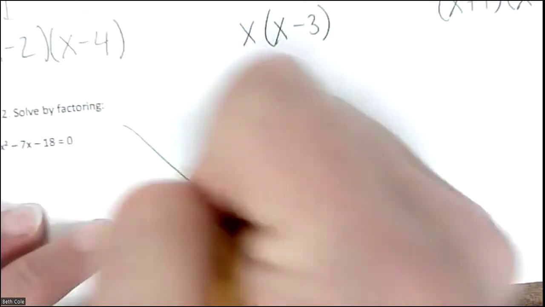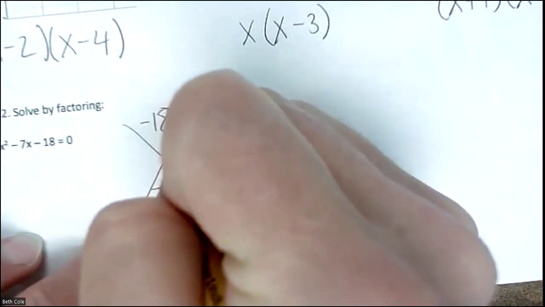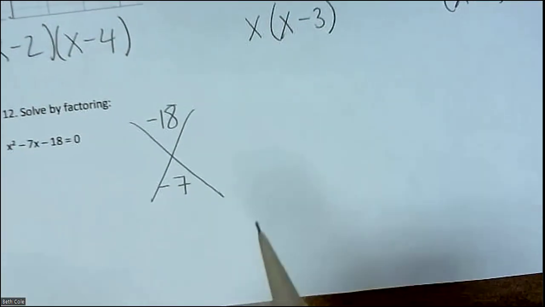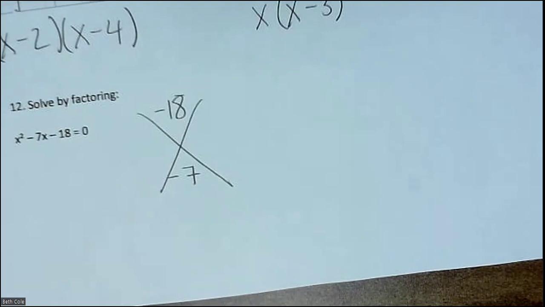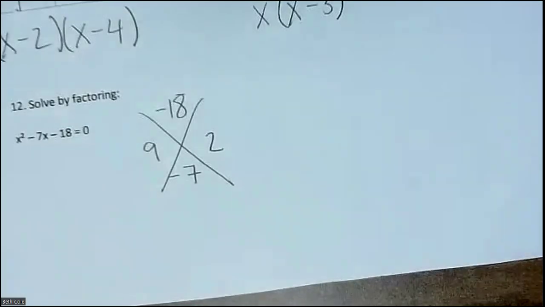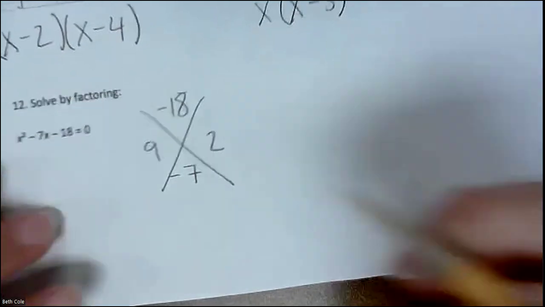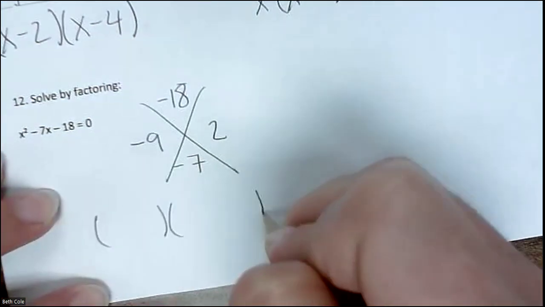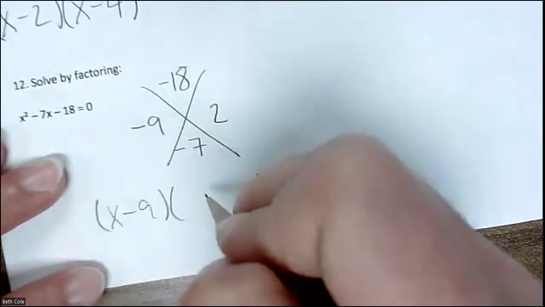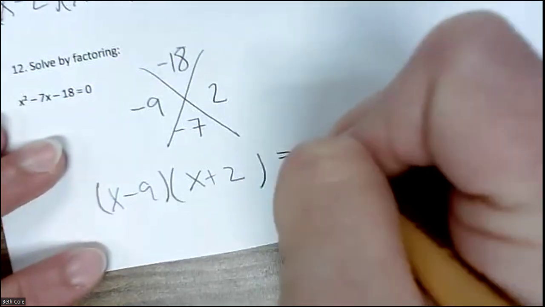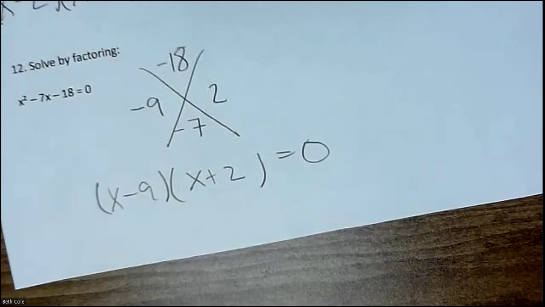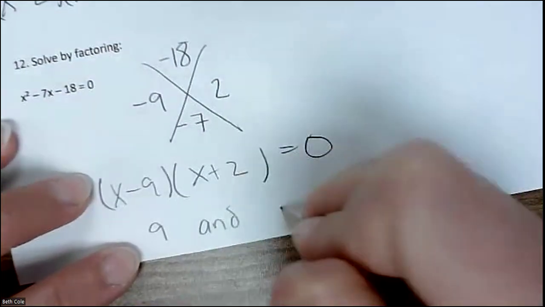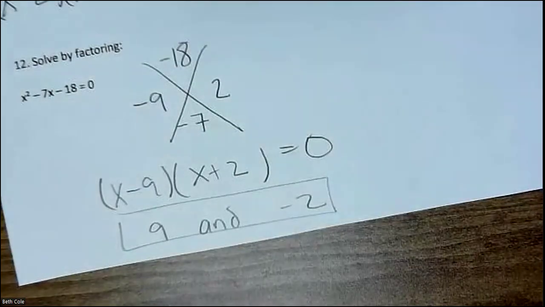You're going to draw your X box. -18 is on the top, -7 is on the bottom. What are some numbers that multiply to be 18? 9 and 2, very good. Which one's negative? 9 is negative. Well, no, one is one way and one's the other. And you have one more step there. You have to actually write your answers. So your factors are x minus 9, x plus 2. But remember, you're setting that equal to 0. So when you write the answers, 9 and -2 are your answers. Exactly like you typed it into Delta Math for your practice.